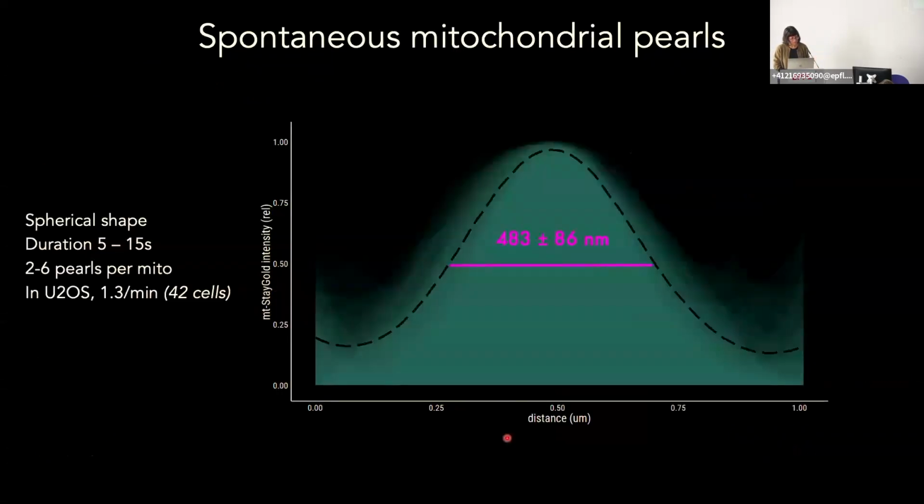And when we look at them in mitochondria, we see that they're about half a micron in size, 483 plus or minus 86 nanometers. They're roughly spherical in shape. We observe that they take place over transient time. So between 5 and 15 seconds is the average time that we observe these pearled states living.